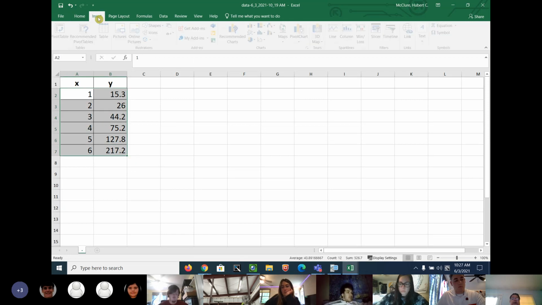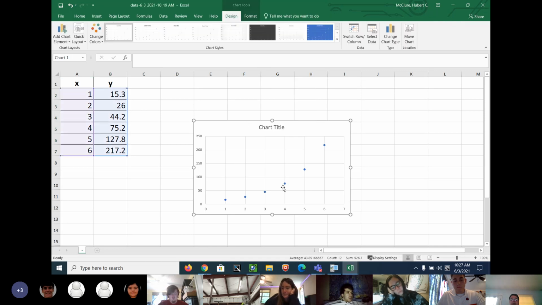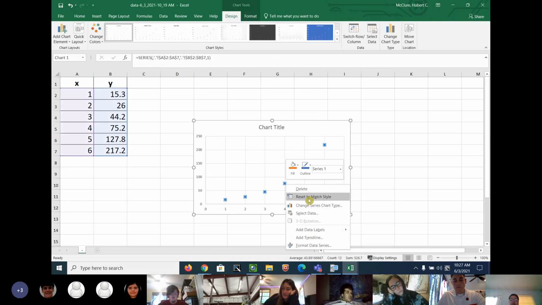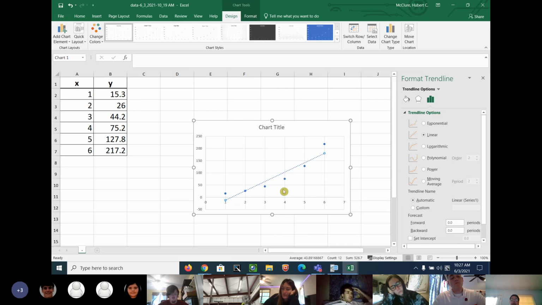And insert. And there it is. And we're going to add a trend line, and we're going to do linear first. There's the linear. And then an exponential. See, my exponential on that looks a whole lot better.